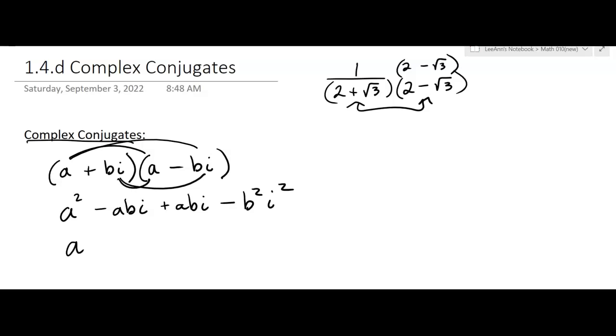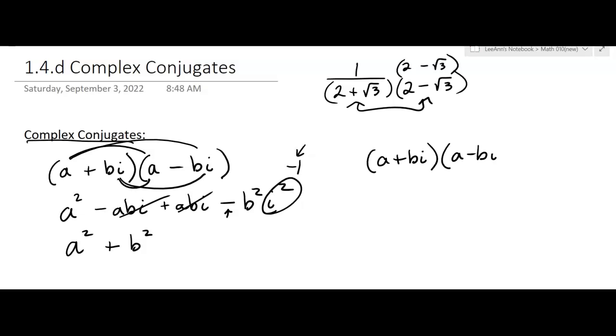Now I'm going to have the a squared. Those are going to cancel out because you have a negative abi and a positive abi. And then the i squared here is going to be negative 1. So it's going to wind up being plus, because you're going to have the negative here and the negative here. So plus b squared. Okay. So this comes to a conclusion here, that when I have a plus bi, a complex number, times its conjugate, a minus bi, that is just going to equal a squared plus b squared.